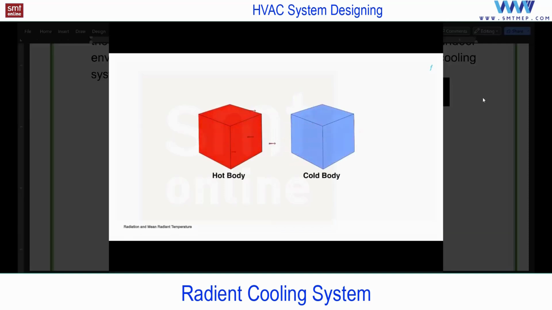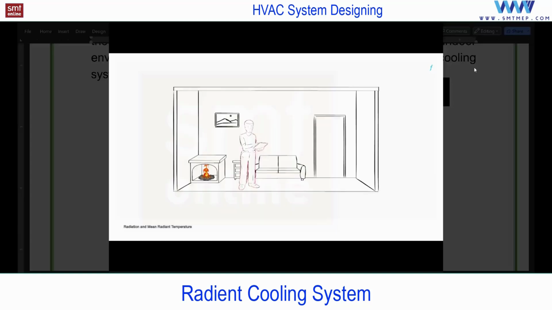Radiation, or radiative heat transfer, is what occurs when heat radiated from one body is absorbed by another. We feel warmer around a fireplace because of the heat radiated from the fireplace to our body.